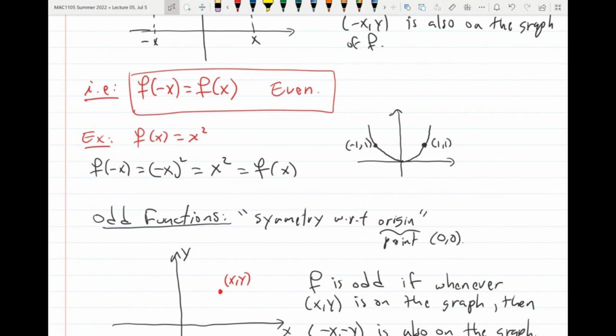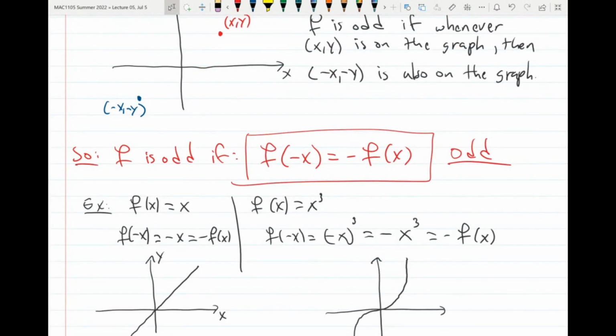Think about x squared. What happens when I plug in negative x here? The square kills the negative, and then you get back x squared. So that's a classic example of an even function. And then an odd function means that if you plug in negative x, then somehow you can factor the negative out of the function. That's what it means to be an odd function. So you get back minus f of x. Classical example is y equals x or x cubed. When you put a negative here, the negative survives the cube, so you can take it out. You get minus x cubed, which is minus the function.